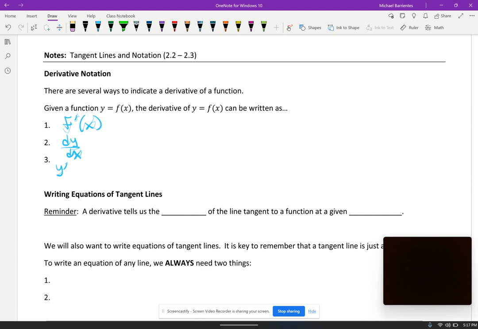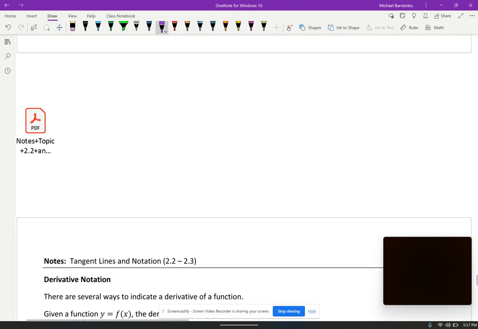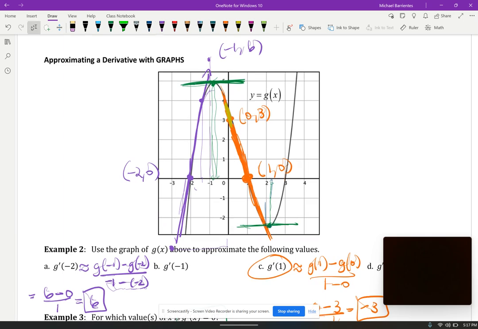Remember that the derivative tells us that we are finding the slope of the tangent line, the line tangent to a given function at a specific point, right? The whole idea behind the derivative is that we're looking for the instantaneous rate of change. So sometimes, if you recall, I'll go back to the example that we were looking at in the previous video. Sometimes we're looking for the slope of this purple line, right? Or the orange line or the green line.